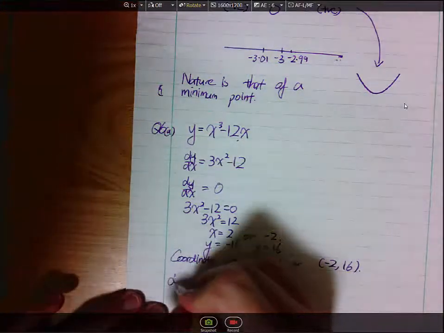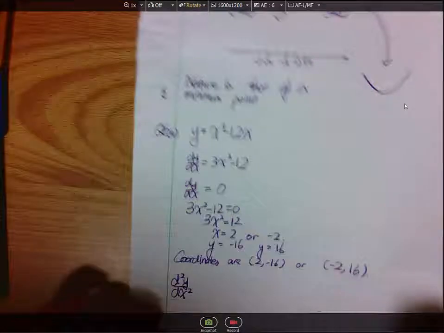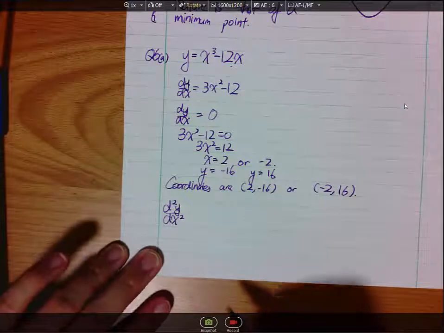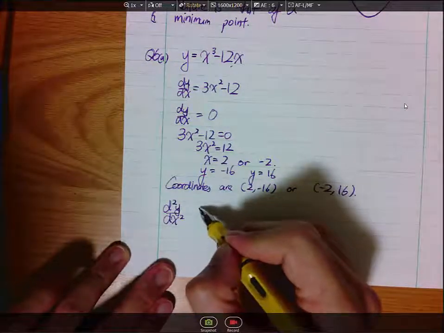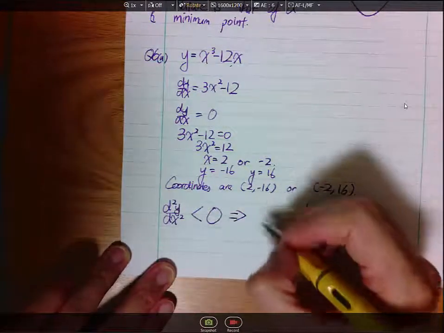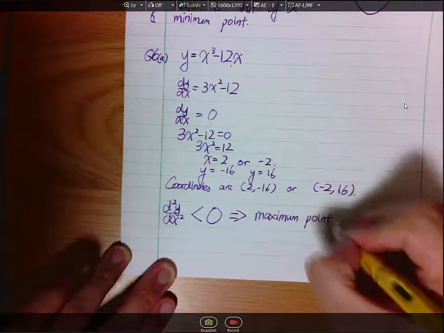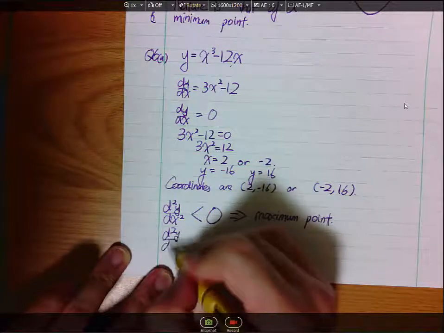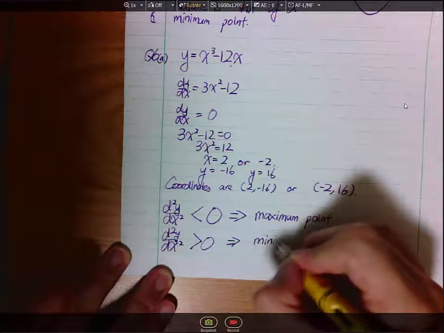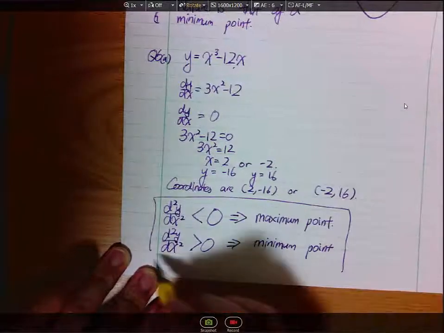Now we have something new called the second derivative. Before I finish this question, I want to talk a bit about the second derivative. It is found that if the second derivative for a value of x is less than 0, this indicates that the point is a maximum point. Similarly, if you find that the second derivative is greater than 0, you get a minimum point. So please note this down. These are your notes for this part here.